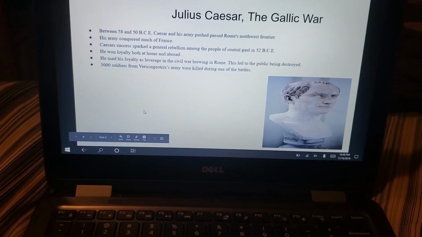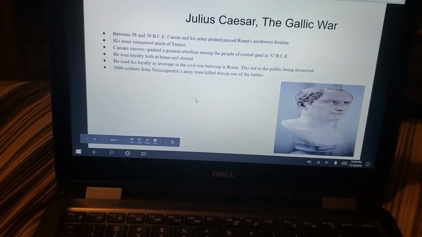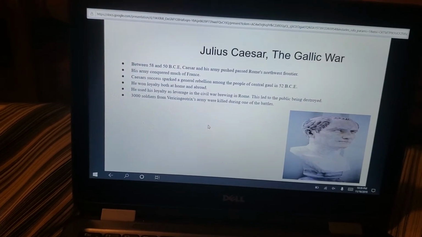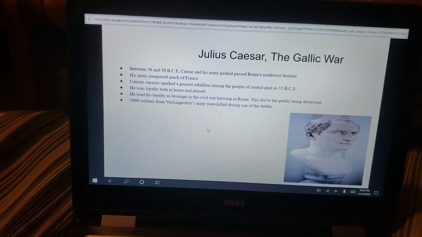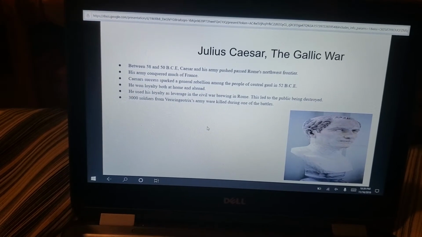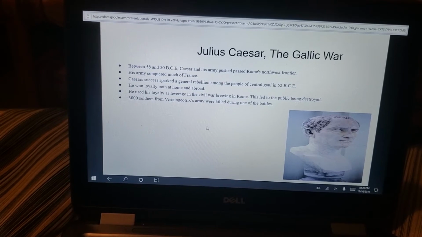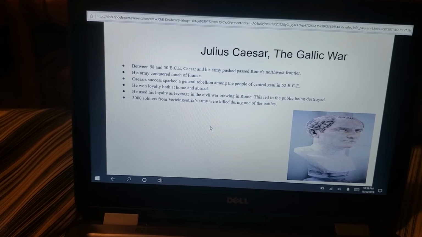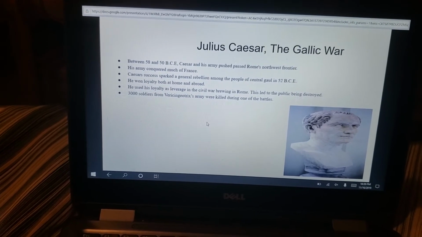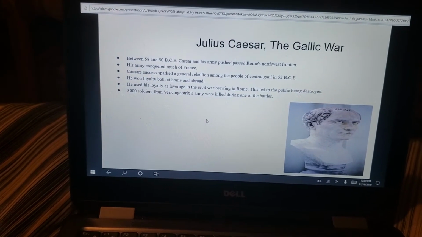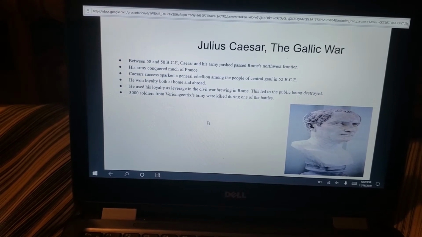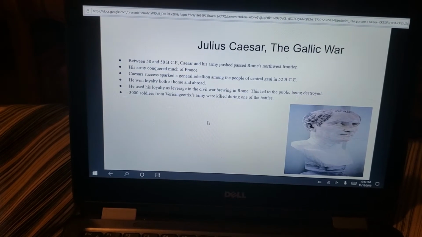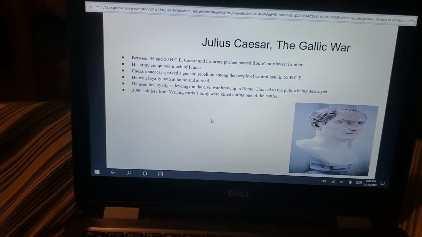Okay, and then our next source is Julius Caesar and the Gallic War. I know this doesn't really relate to Hadrian's Wall, but since this is a Lualdi source, I found this one, and I thought it would be the best one related to the Roman Empire that I wanted to share. This took place between 58 and 50 BCE, before the Common Era, and I just thought this story was interesting.